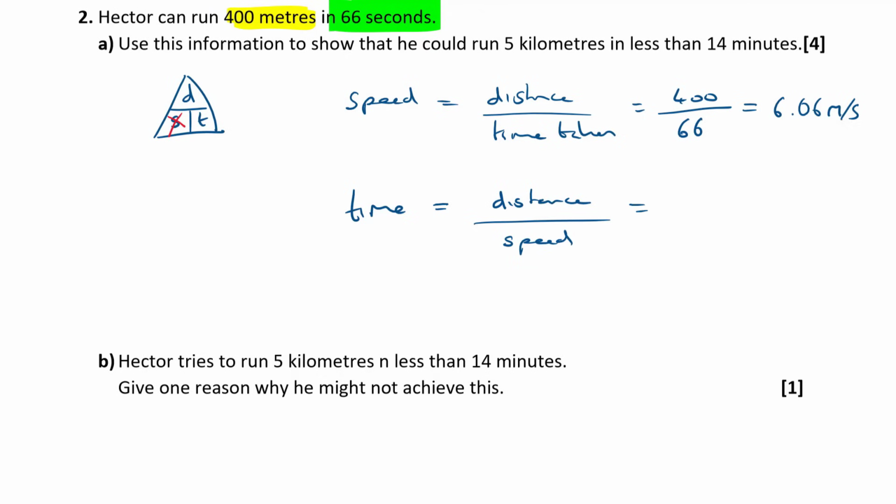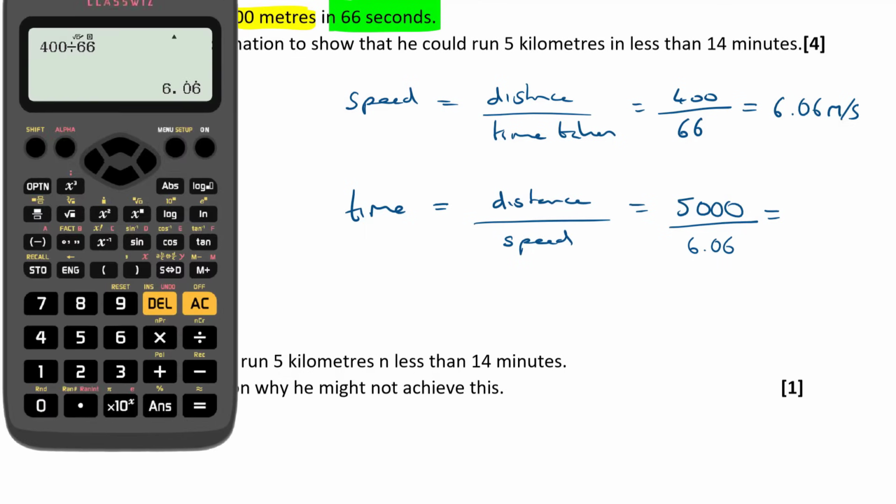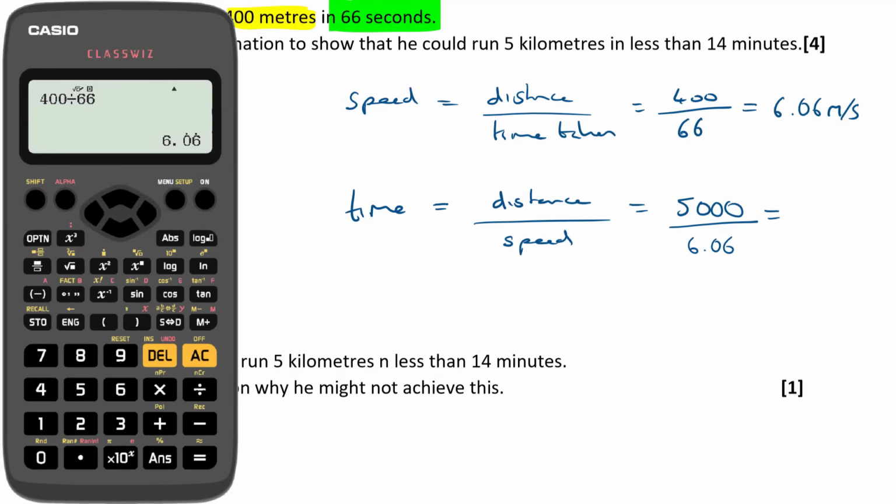Okay, so now the distance is 5 kilometers. My speed though is in meters per second, so I'm going to convert that 5 kilometers to 5,000 meters and then divide it by 6.06. What's that going to give me? Well, I've got the last calculated value still as the answer. I'm going to use the full calculated value by using the answer key. So 5,000 divided by answer, that's given me 825.